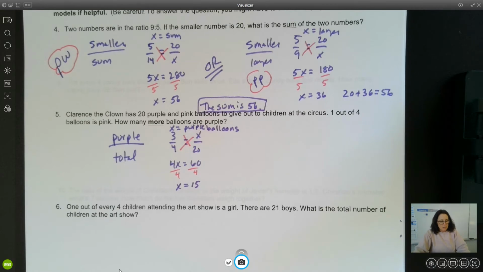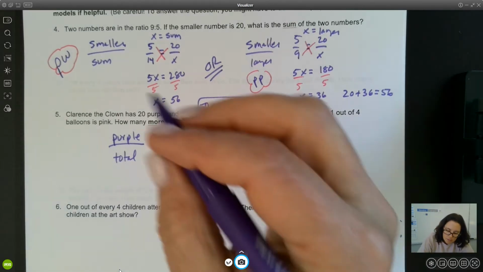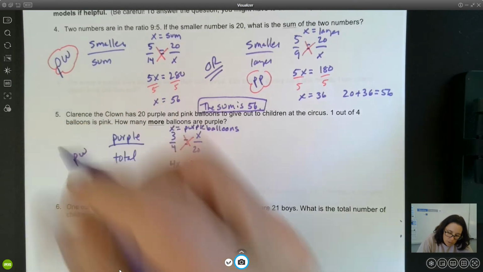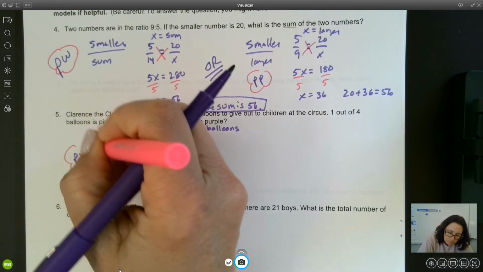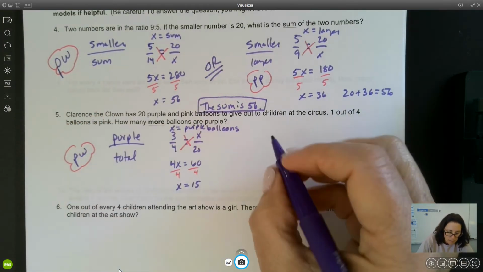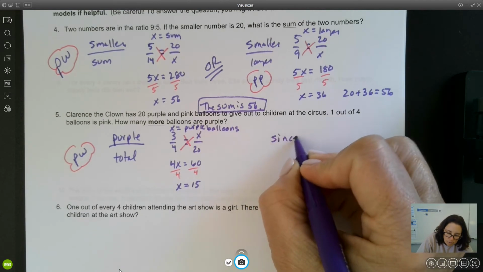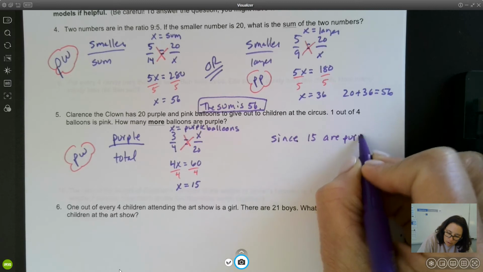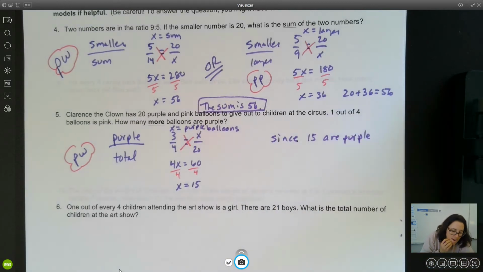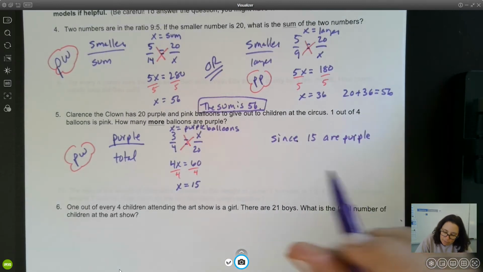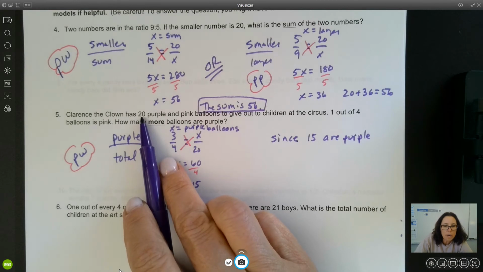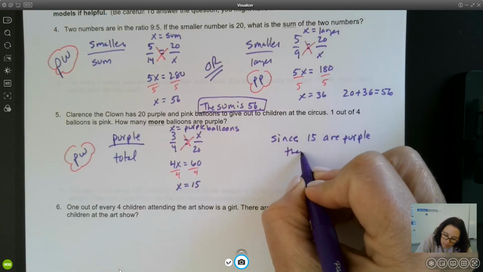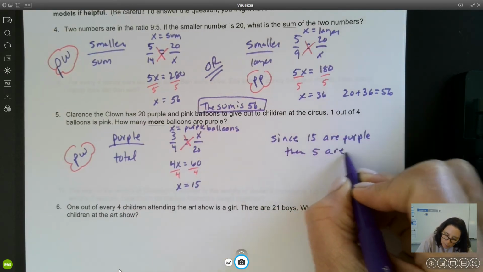All right, so notice I've done part to whole. Okay, let me make a note here. Since 15 are purple, that would mean 5 are pink because we have 20 total. Then 5 are pink.